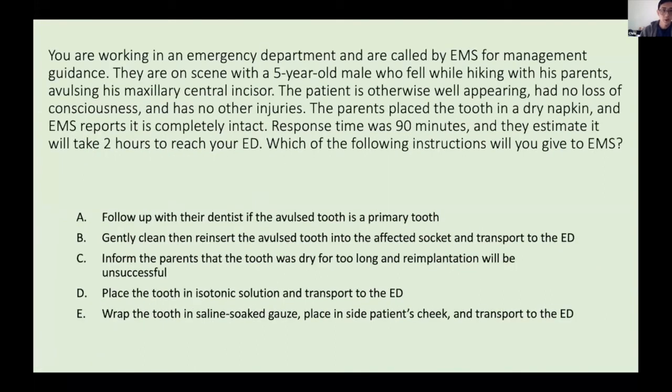Next question. You're working in an emergency department and are called by EMS for management guidance. They were on scene with a 5-year-old male who fell while hiking with his parents, avulsing his maxillary central incisor. The patient is otherwise well appearing, had no loss of consciousness, and has no other injuries. The parents placed the tooth in a dry napkin, and EMS reports it is completely intact. Response time was 90 minutes, and they estimate it will take 2 hours to reach your ED. Which of the following instructions will you give to EMS?